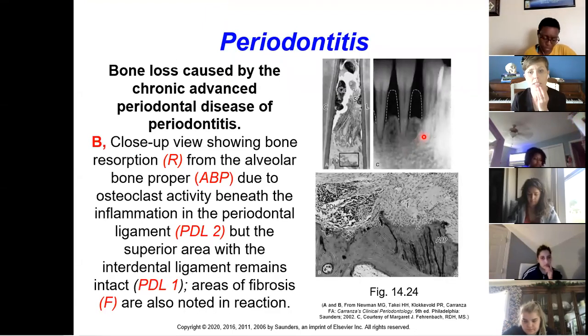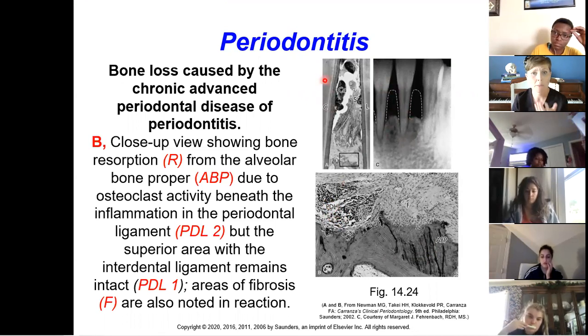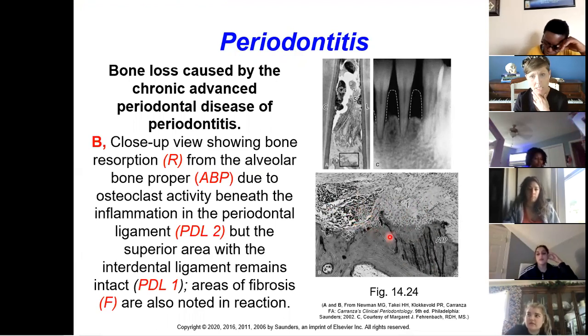All right, so there you go. Here is your fibrosis. Here's your alveolar bone proper. Here's your periodontal ligament. Oh, we're talking about B here. So yeah, this is a close-up showing the bone resorption from the alveolar bone, due to osteoclast activity beneath the inflammation of the periodontal ligament. So here's your periodontal ligament. Here's the bone resorption here.